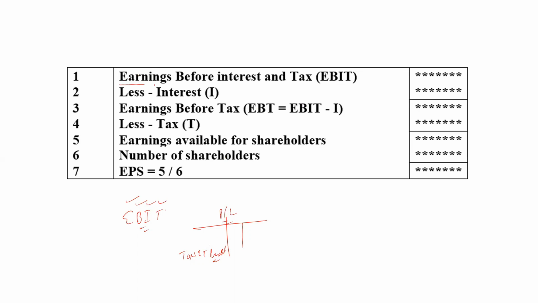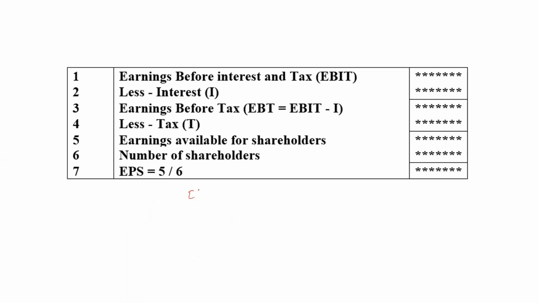So we write here earning before interest and tax. So its values should be written here. After that, if we deduct interest from earning before interest and tax, then we are left with a specific value which is known as earning before tax.